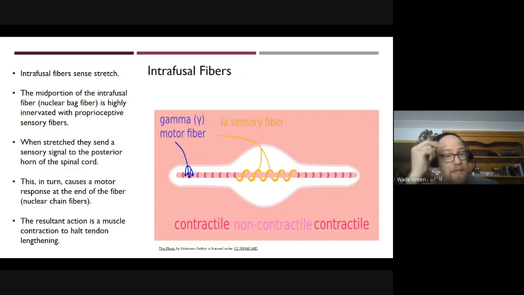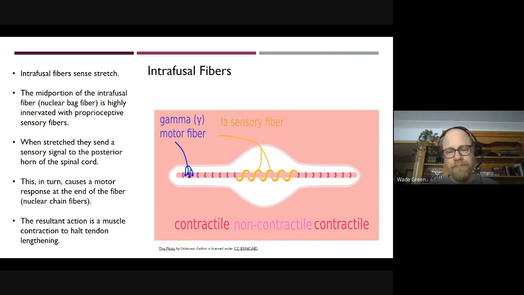So, like we talked about, just like the GTO in a tendon, the job of an intrafusal fiber in a muscle is to sense stretch, right? If we were to take an intrafusal fiber and look at it microscopically, we would notice there's essentially two parts to it. On each end there's essentially a motor fiber, and those are called nuclear chain fibers. In the middle we have what's called nuclear bag fibers, and those nuclear bag fibers are sensory. So at either end we have the motor fibers, nuclear chain, and in the middle we have nuclear bag fibers.